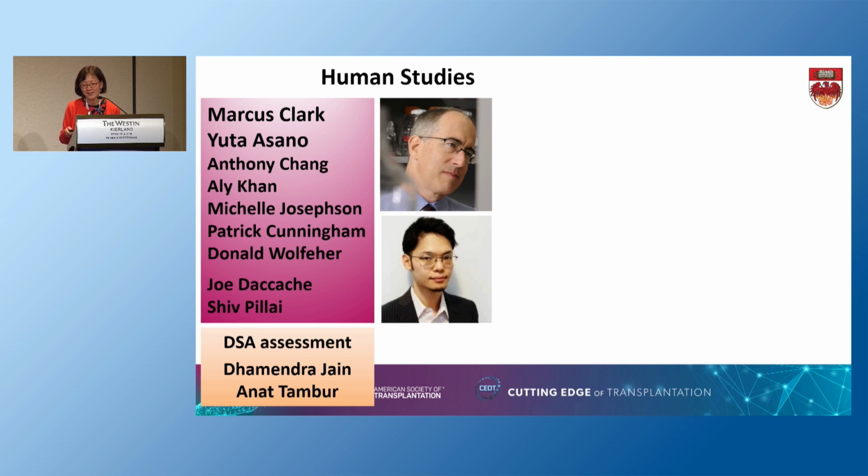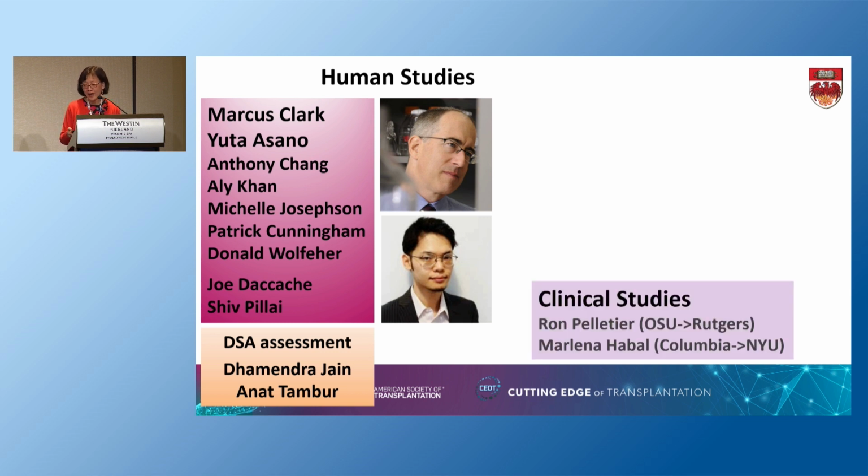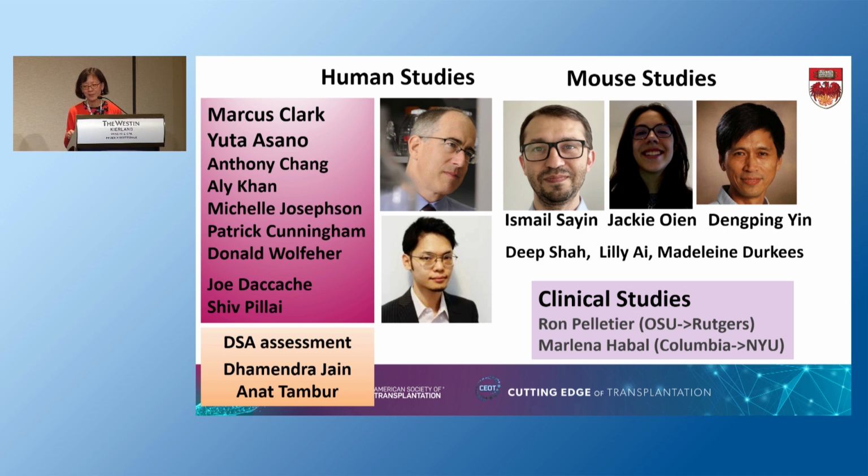And so the human studies on B cells were led by my collaborator, Marcus Clark, and a really talented PhD student, Yuta Asano. Our DSA assessment was done by a postdoc in my lab with advice from Dr. Tambor. And the clinical studies I mentioned were led by Ron Pelletier, who's now at Rutgers, and Dr. Habal, who's now at NYU. And the mouse studies were done by various members of my lab at the University of Chicago. So I thank you for your attention, and we'll take questions in the discussion.